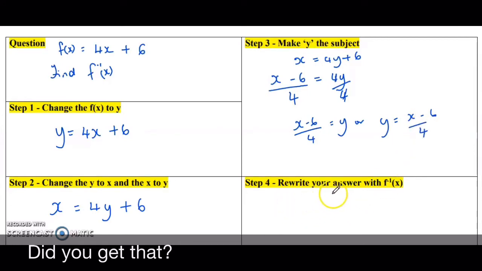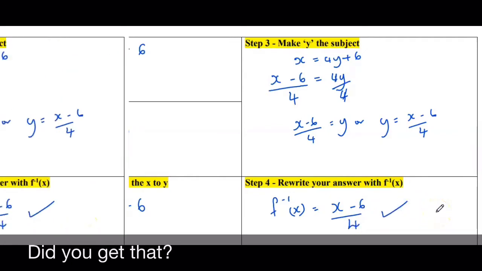For my last step, I am going to rewrite my answer using the f inverse sign. So here I'm going to have f inverse of x is equal to x minus 6 over 4. And voila, that's your answer.